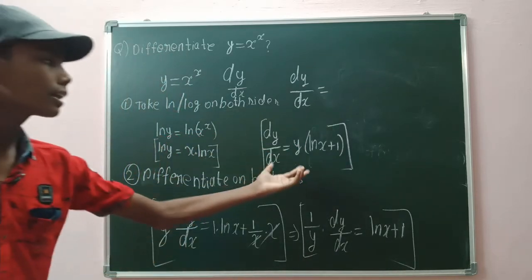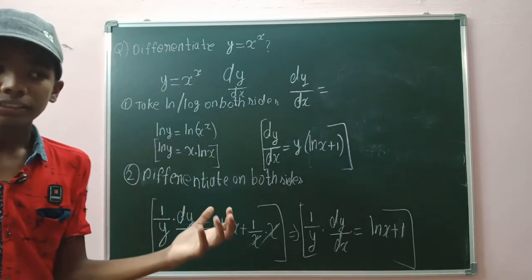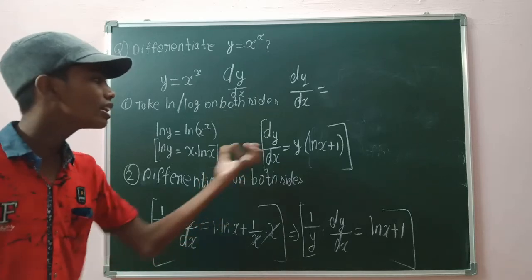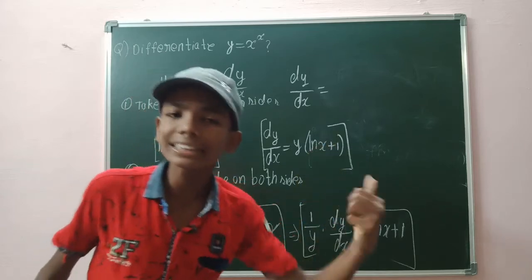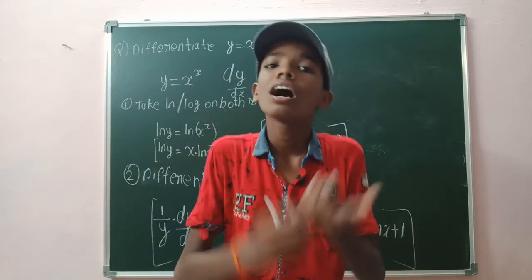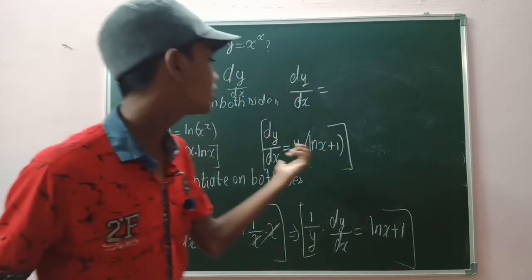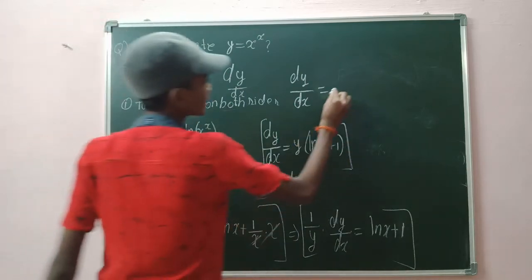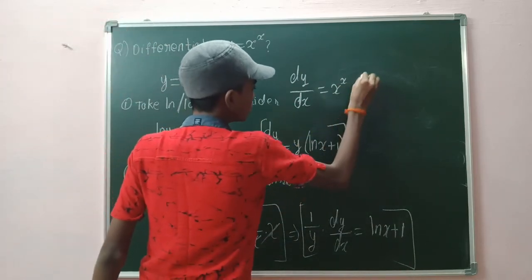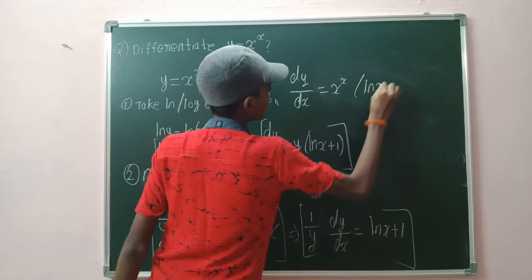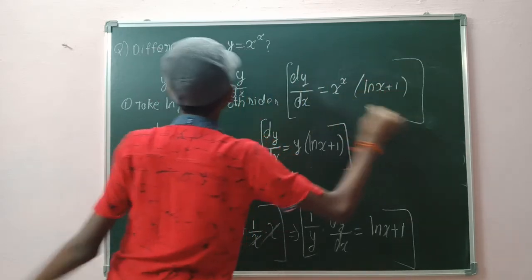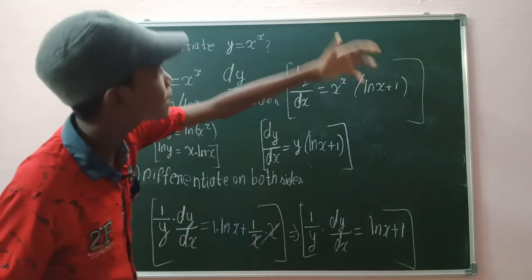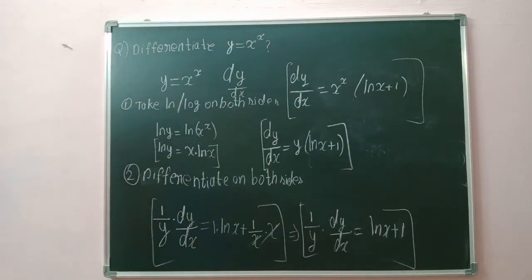Actually here I don't need to write this y, because we are differentiating y with respect to x. Then again, can the answer be in terms of y? Of course not. So what is y? Your y is nothing but x power x. Therefore you can write x power x into ln of x plus 1, and that's the answer for the question. That means the derivative of x power x or derivative of y are both the same because y is equal to x power x. That is how you should solve this question.